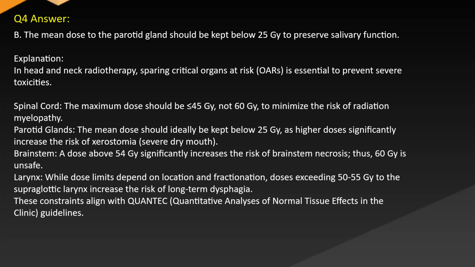severe dry mouth. Brainstem: doses above 54 Gy significantly increase the risk of brainstem necrosis, thus 60 Gy is unsafe. Larynx: while dose limits depend on location and fractionation, doses exceeding 50-55 Gy to the supraglottic larynx increase the risk of long-term dysphagia. These constraints align with quantitative analyses of normal tissue effects in the clinic guidelines.